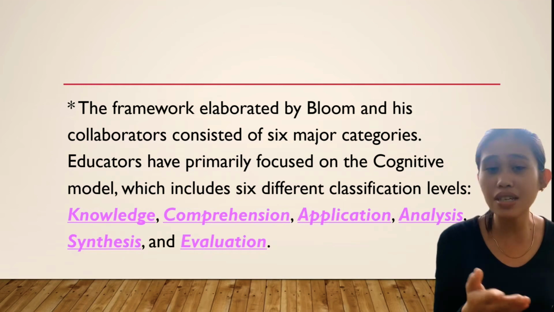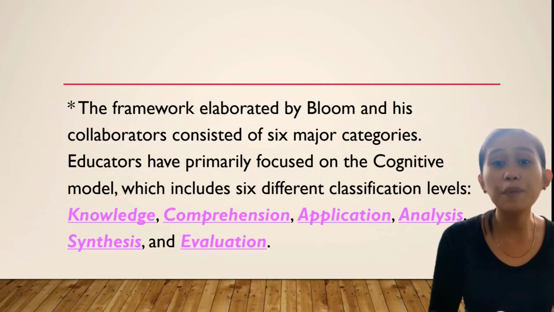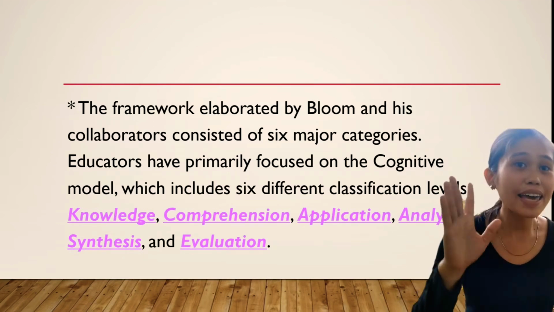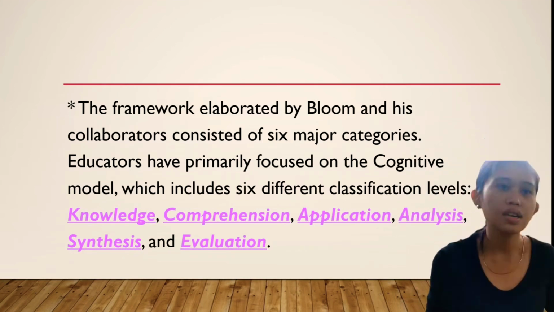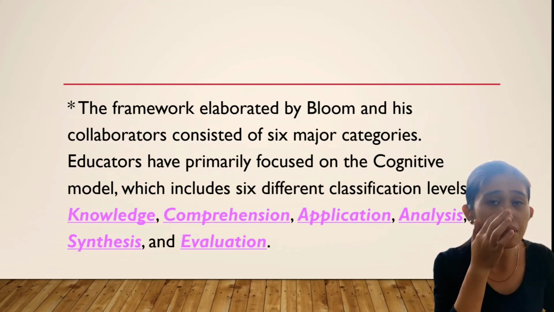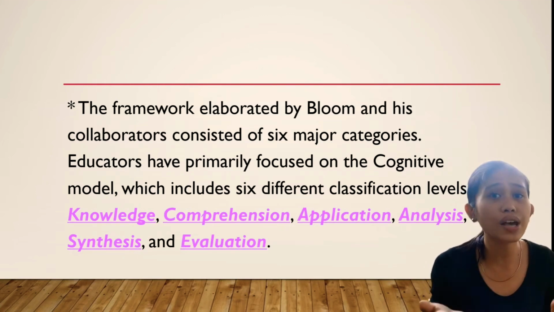Educators have primarily focused on the cognitive model, which includes 6 different classification levels. Number 1, knowledge. Number 2, comprehension. 3, application. 4, analysis. 5, synthesis. And number 6, evaluation. Just like what I said earlier, Bloom's taxonomy was published in 1956 together with Benjamin's colleagues, and it is named after Benjamin Bloom. It is organized into 3 domains, which are the cognitive, affective, and psychomotor.